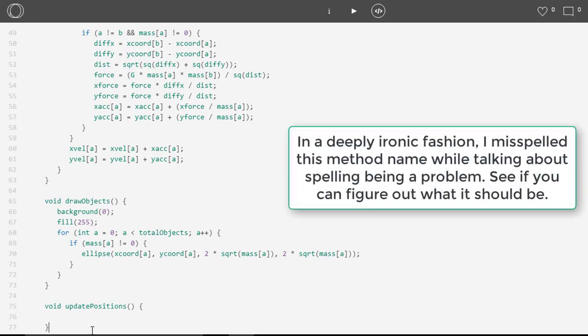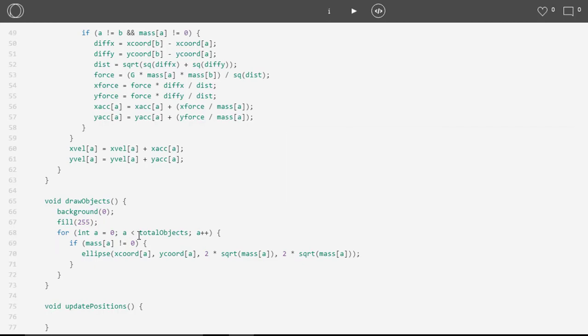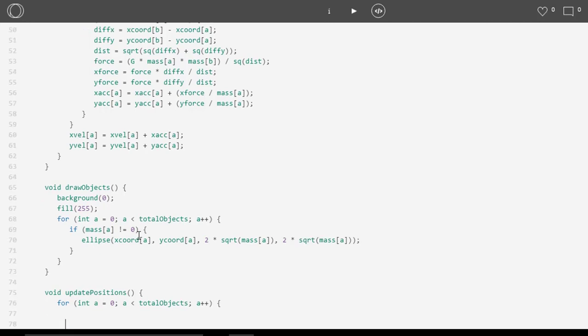Strangely enough, one of the biggest errors that most people have in coding is spelling. Upper and lowercase matter. All right, so now that we have all of our accelerations and all of our velocities, we're just going to go through all of our planets and update their x coordinates and y coordinates with their velocities. So make our little for loop to walk through the entire array again. And then I'm going to update the x coordinate of a particular object with whatever it was before, plus my velocity.